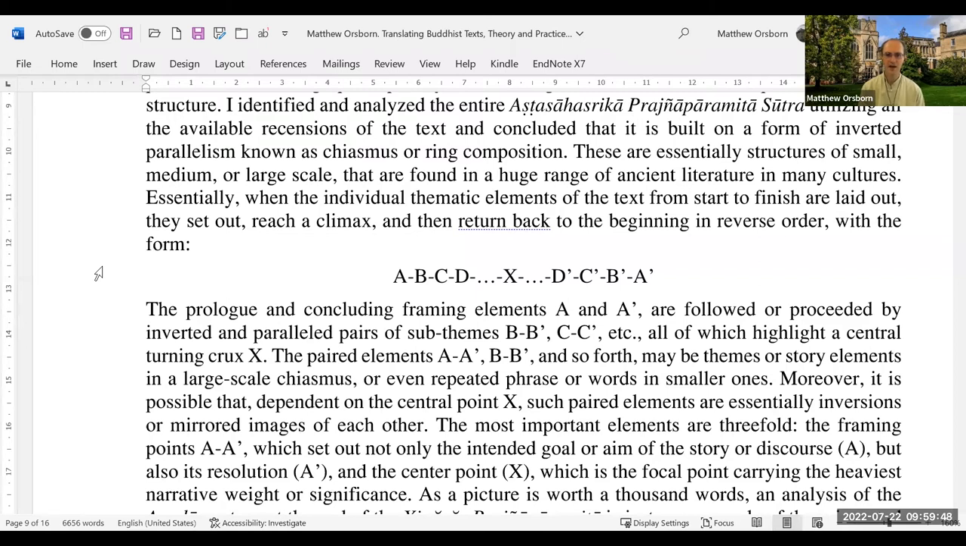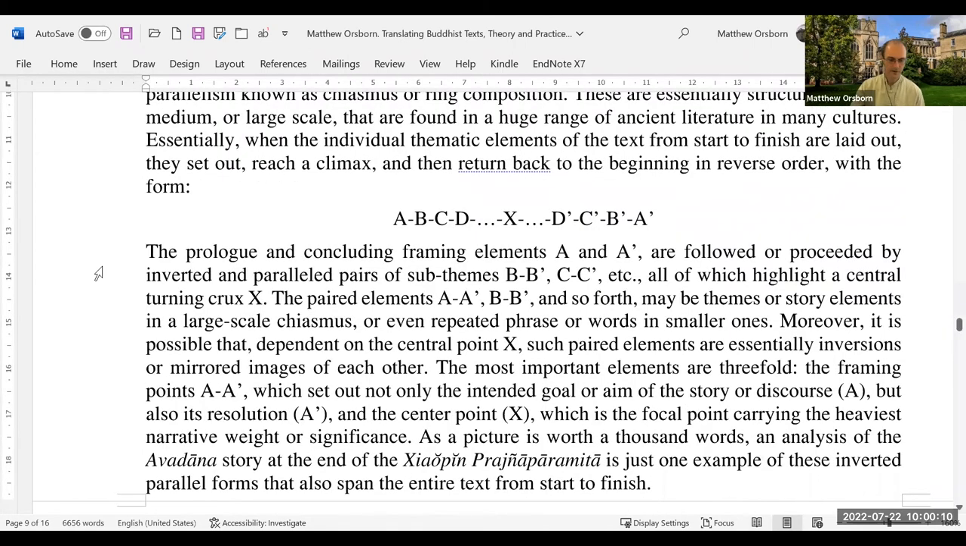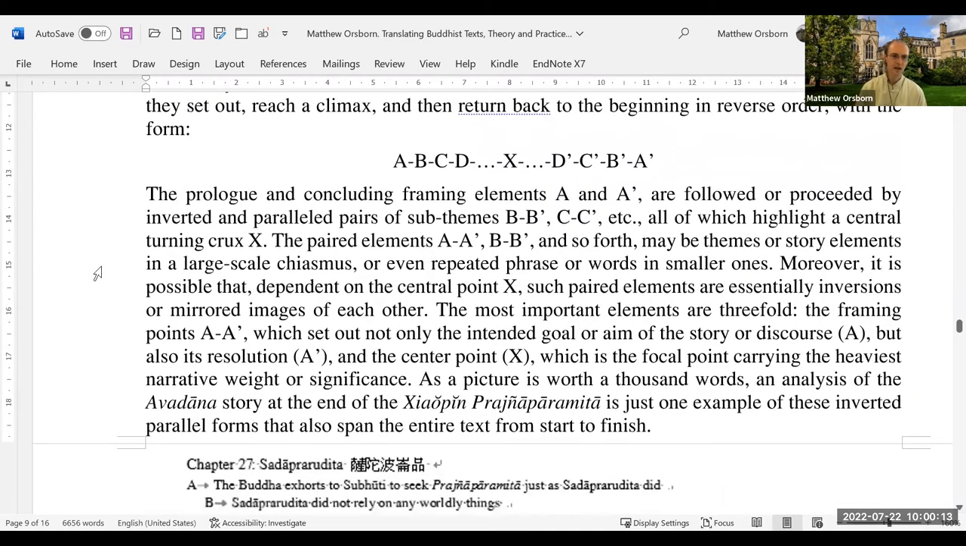Essentially, when the individual thematic elements of the text from start to finish are laid out, they set out, reach a climax, and then return back to the beginning in reverse order, with the form A, B, C, D, E, F, G, da, da, da, X, da, da, da, G, F, E, D, C, B, A. So it goes forward and back in reverse. The prologue and concluding framing elements A and A-prime are followed or preceded by inverted and paired themes or sub-themes B, C, etc., all of which highlight a central turning point X.